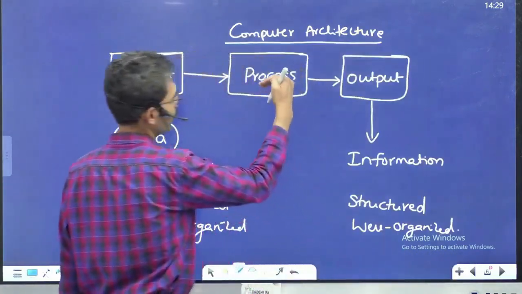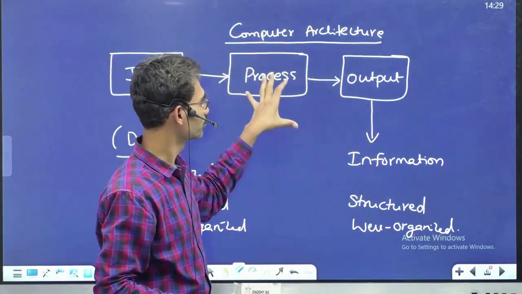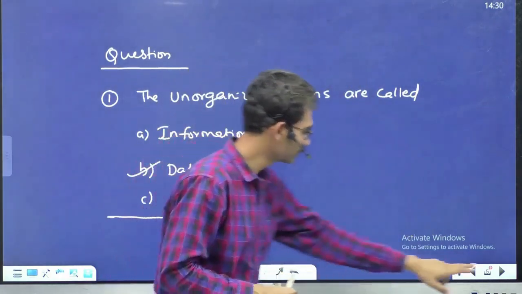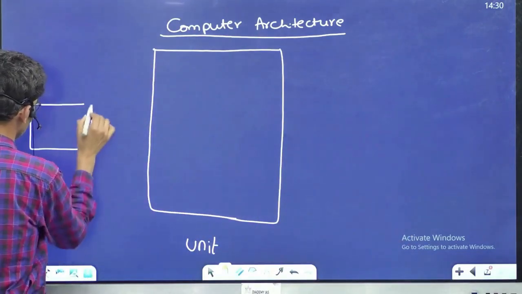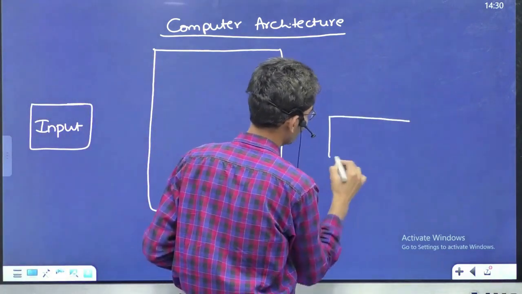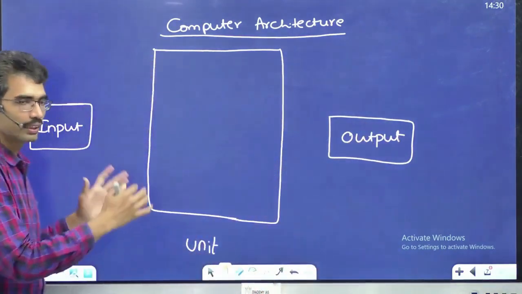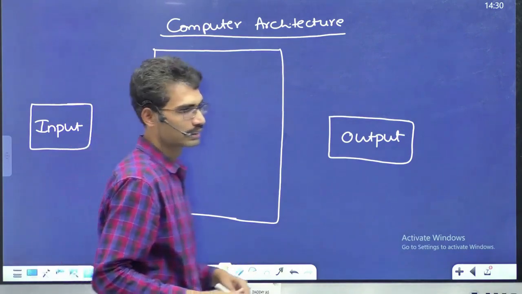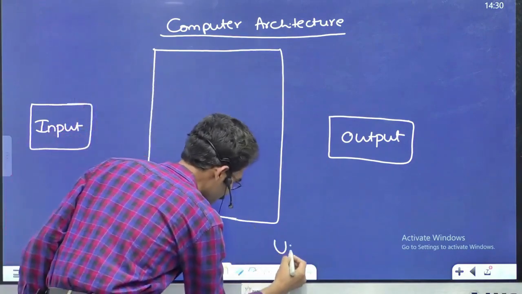As part of this process, that's why it is in the center: input, processing, output mechanism. If we consider this as input, this as output, it is located in the center. This we call a process. We are considering this as a unit.